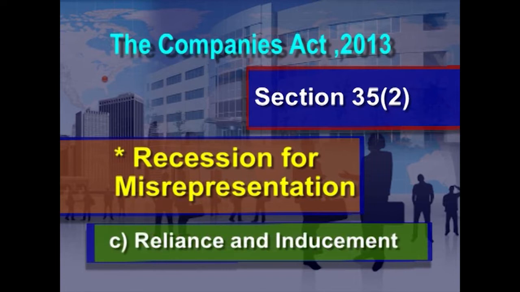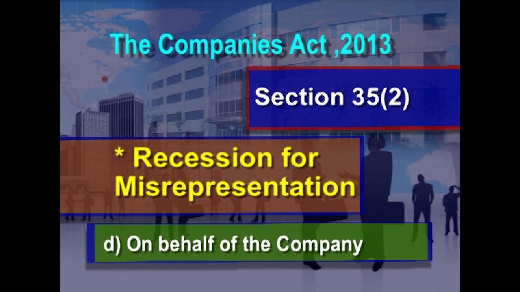C. Reliance and inducement. It is further necessary that the plaintiff should have acted in reliance on the statements contained in the prospectus. D. By or on behalf of the company. A company is not responsible for the statements in a prospectus unless it is shown that the prospectus was issued by the company or by someone with the authority of the company.